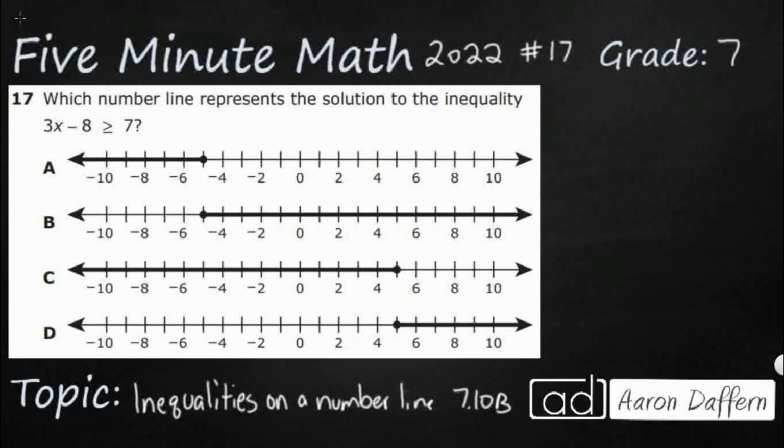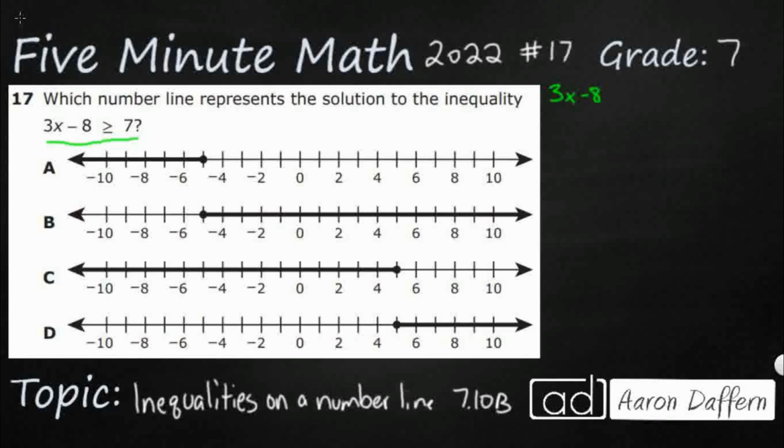So we have a basic inequality here. We've got 3x minus 8 is greater than or equal to 7. And so let's see, we need to represent this on a number line. First, we need to simplify it down. We need to solve it so that we get an x is, well, we can't say equal to, but we can say x is greater than or equal to something. So let's solve this here.